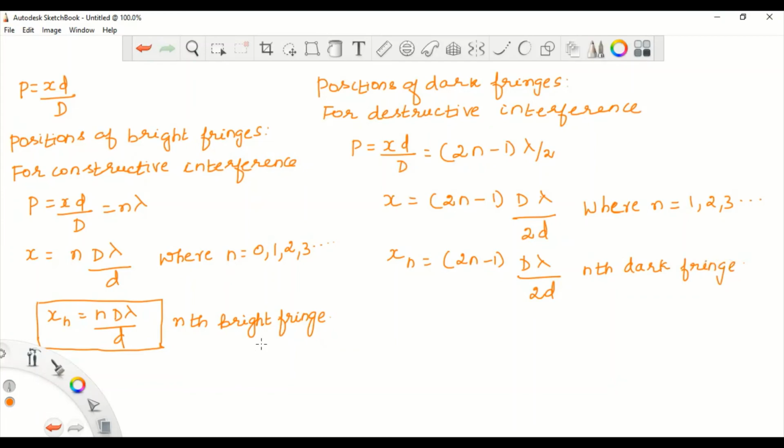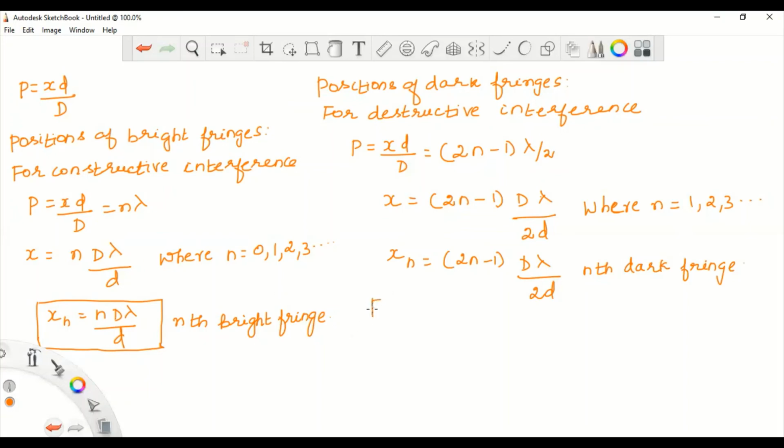And here, one thing we have to note: the central point O is equidistant from S1 and S2. So, the path difference is 0. So, there will be a bright fringe at the center. But as we move from O either upwards or downwards, we will get alternate dark and bright fringes. Now let us see what is the fringe width.